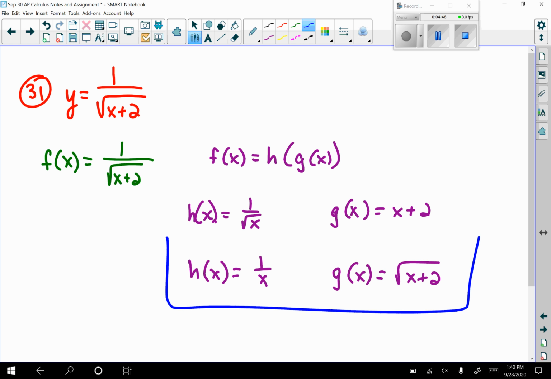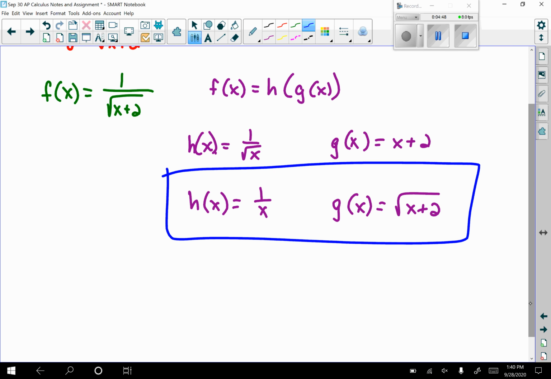I think the second way might be a little bit easier to try to determine the continuity. So we could look here and say the domain here is going to be all x's greater than or equal to negative 2.